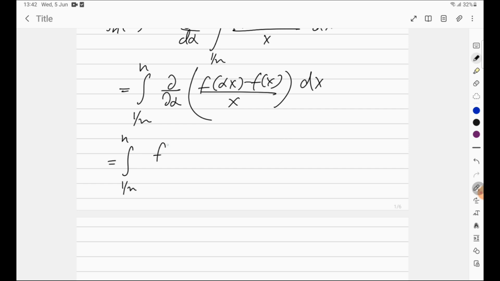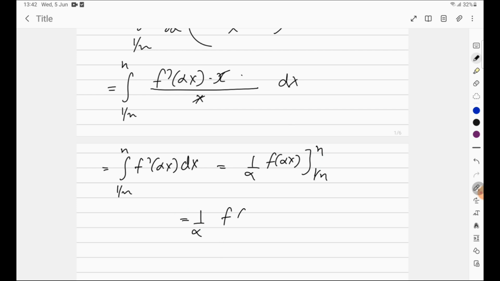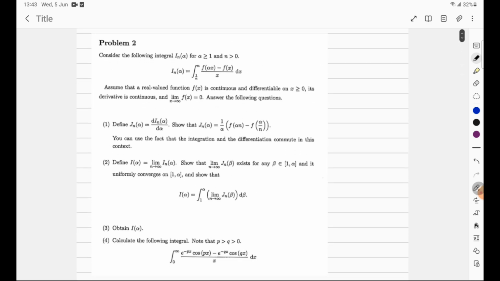Okay, so the numerator becomes f dash at alpha x times the derivative of alpha x, so that becomes x, because alpha is the parameter we're differentiating with, and the second term is a constant, so that's 0, and the denominator remains. So this and this cancel out, and we get the integral from 1/n to n of f dash(alpha x) dx, which is simply 1 over alpha times f(alpha x) evaluated from 1/n to n. So we get 1 over alpha times (f(alpha n) minus f(alpha over n)). And this is what they asked us to show. So we've done that.